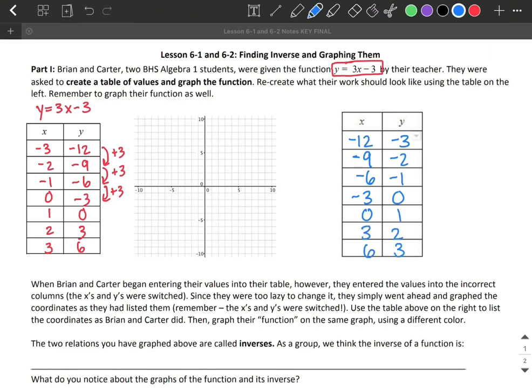All I did was flip all of the x's and y's in this table. I just flipped all of the x's and y's. Now I'm going to graph these two functions. So starting with the red function, I'm going to do 0, -3. I have 1, 0. I have 2, 3. And then I'm just going to put a line through that.